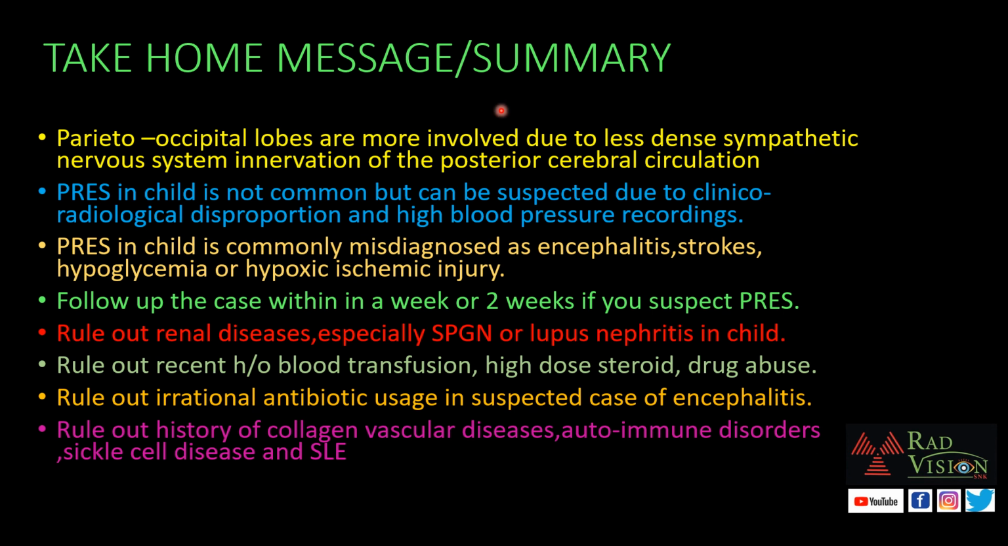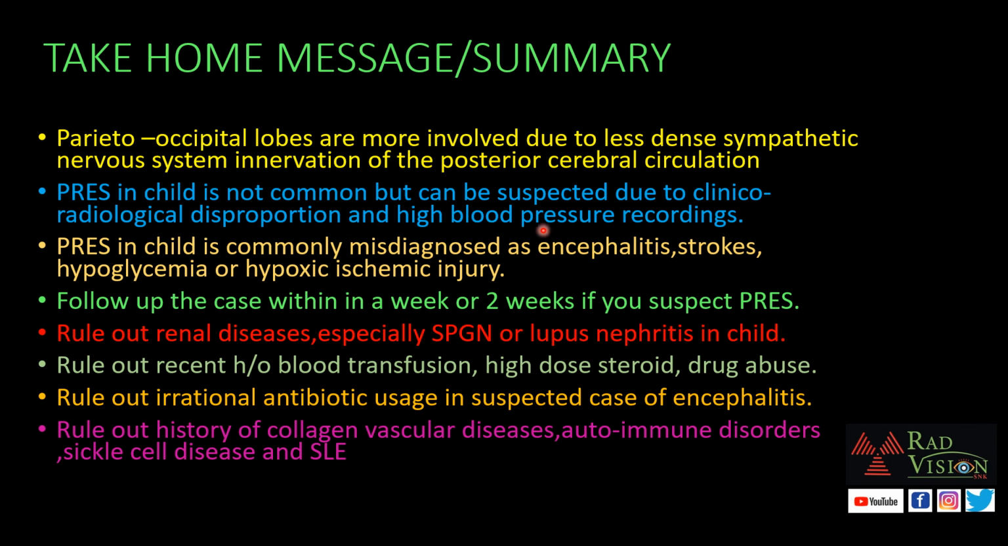So what are the take-home messages? Parietal occipital lobes are commonly involved due to less sympathetic innervation of the posterior circulation. PRES in a child is not common but can be suspected due to clinico-radiological disproportion as seen in this case, which was initially suspected as encephalitis, but because of lack of cytotoxic edema, lack of involvement of brainstem and cerebellum, and only vasogenic edema in the parietal occipital lobes, which completely reversed in the follow-up scans, with a history of intermittent raised blood pressure.